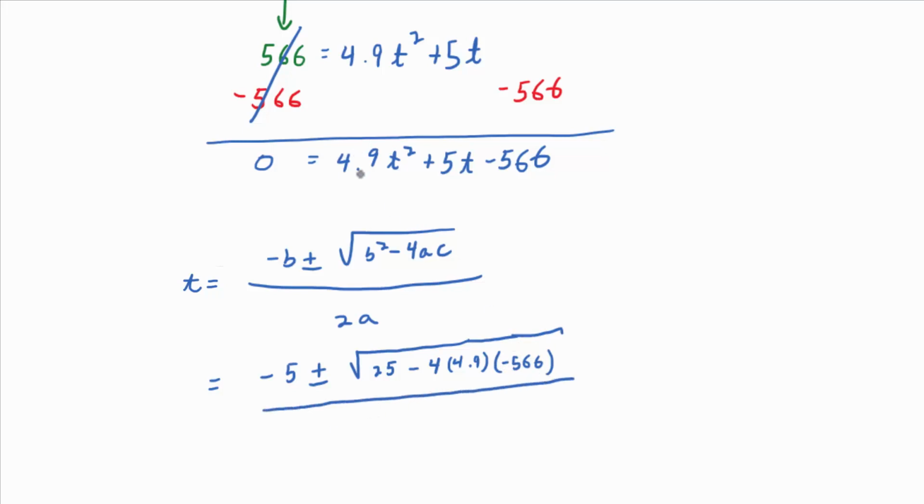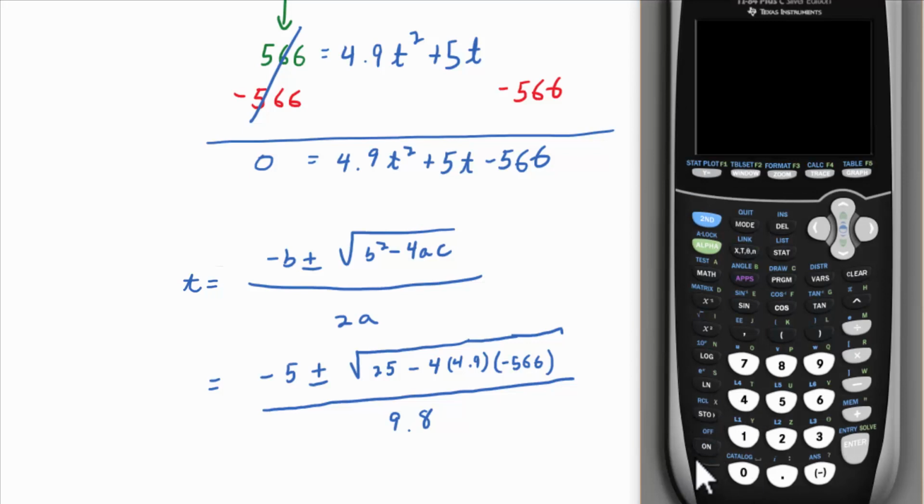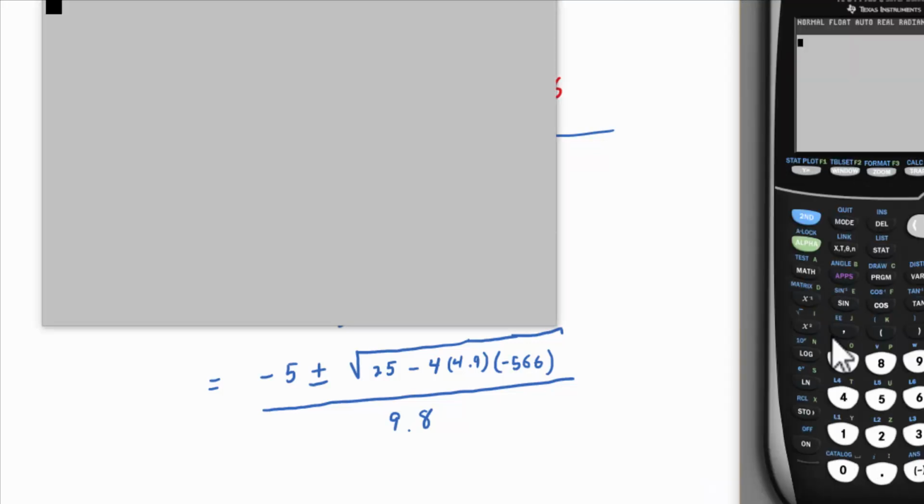2 times 4.9, I happen to know, is 9.8. Why don't we just run that through our calculators right now? It's not going to come out to be a nice number. So let's break it out right now. Let's not mess around with this thing. Students are reluctant to do this at first, but I recommend plugging it all in.